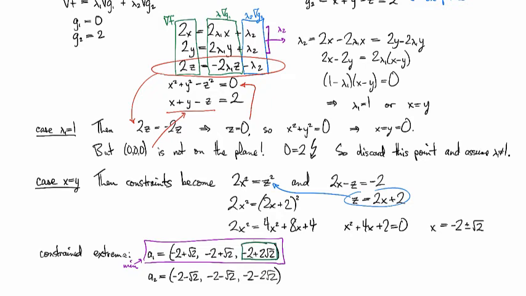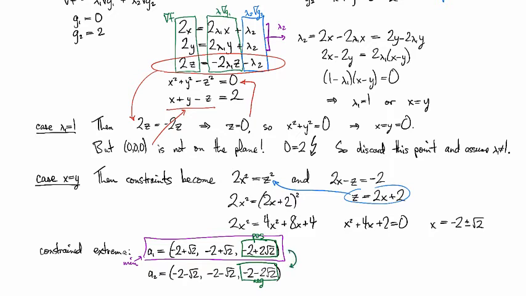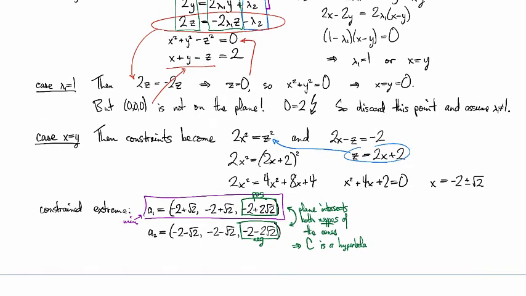This right here is a positive number, and this right here is a negative number. These two together tell me that the plane intersects both nappes of the cones, the top cone and the bottom cone. That means C is a hyperbola, because that's the only conic section that has two components to it.